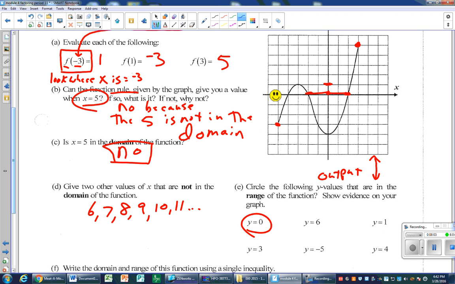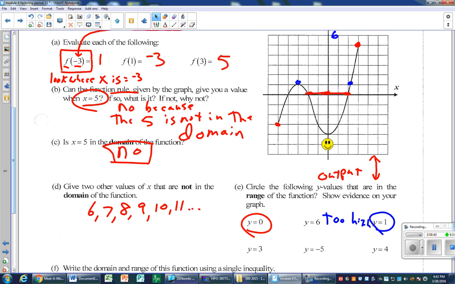What about 6? 1, 2, 3. You can't see that. 1, 2, 0, 1, 2, 3, 4, 5, 6. Too high. Y equaling 1. Okay, there's the 1 line right there. So we have an answer there, and we have an answer there. Negative 5: negative 1, negative 2, negative 3, negative 4.